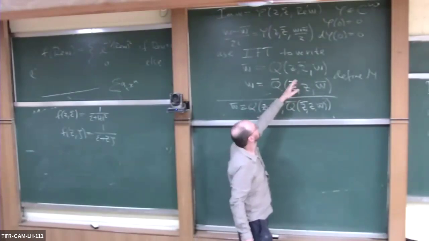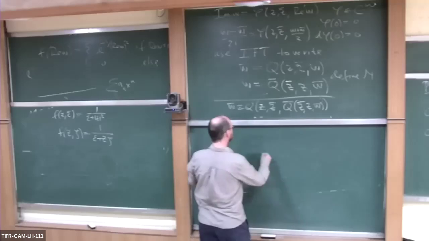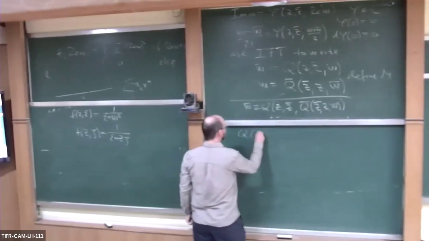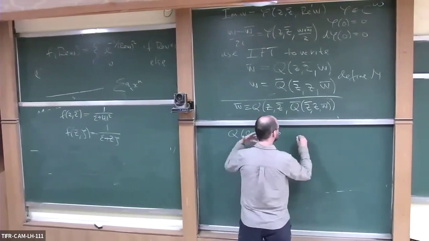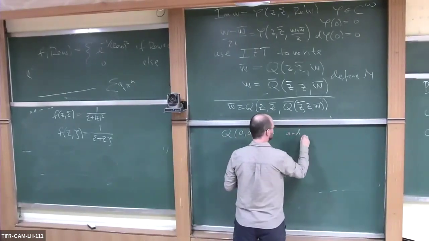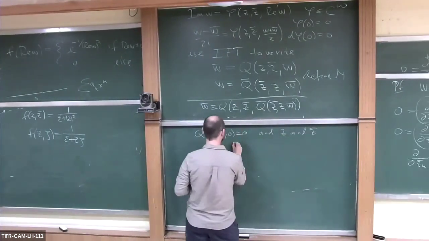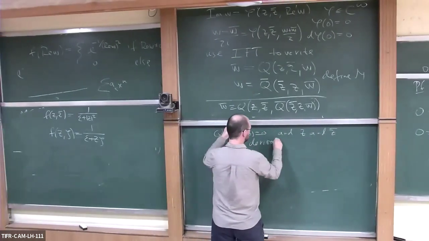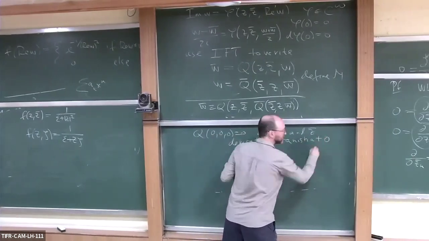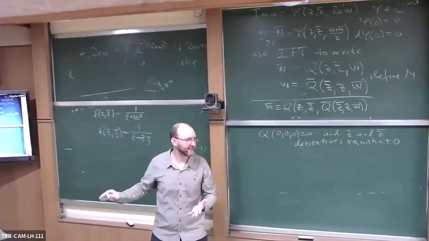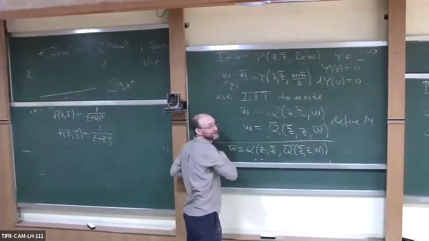Vanishes up to second order in Z and Z bar, but not necessarily W. Actually, it can't. So we get Q at 0, 0, 0 is 0. We get that, but it's the... vanish, but not the W derivative. You're not going to get that because, look at it over here.